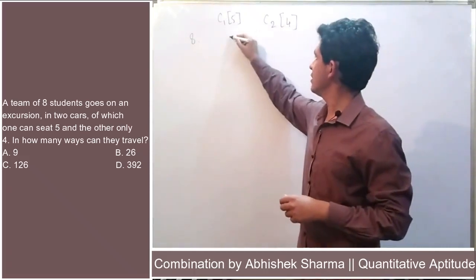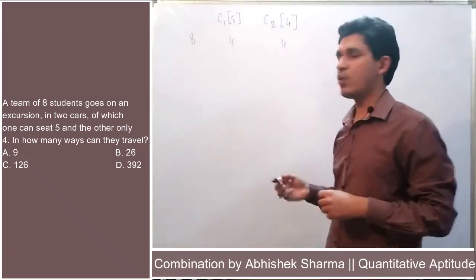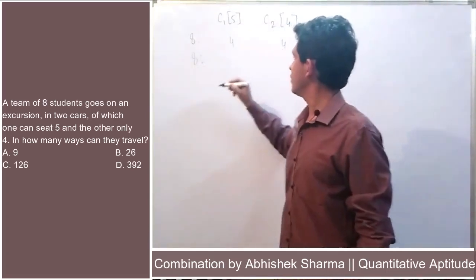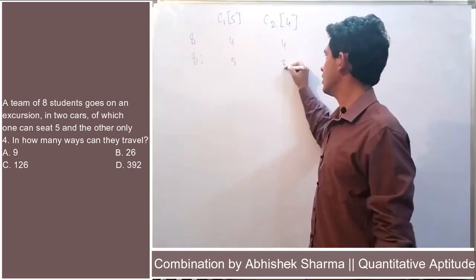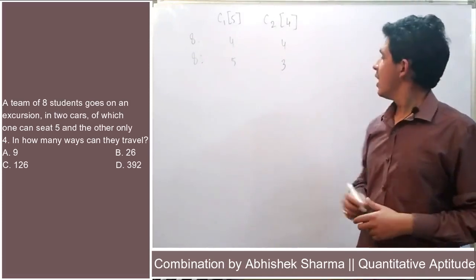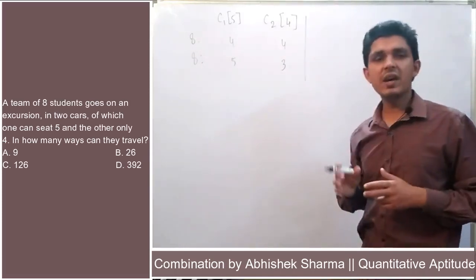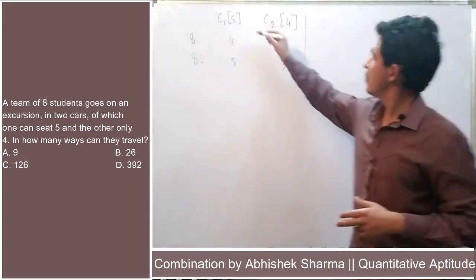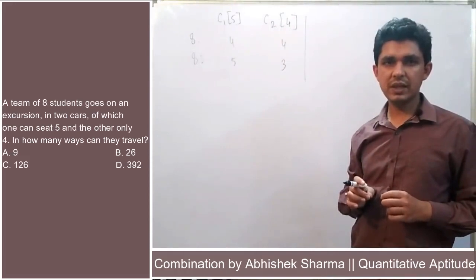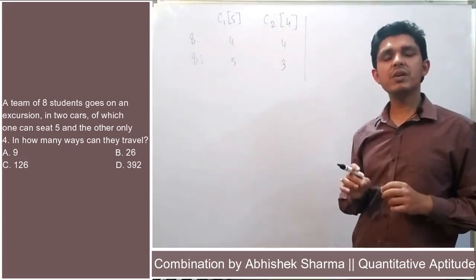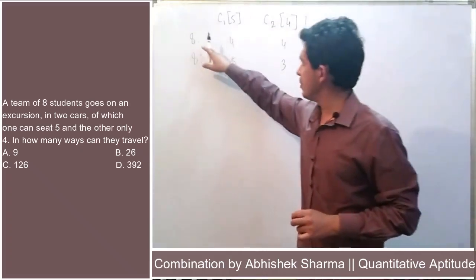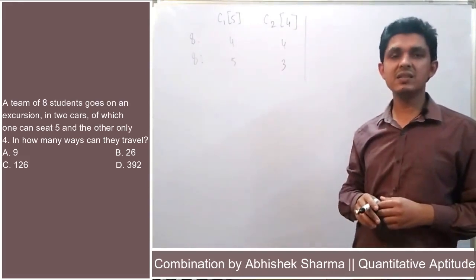So either we can send 4 boys here and 4 boys here, right? Or we can send 5 here and 3 here, right? Okay, and how will the selection part be done? It is very important to understand that this 5 and 4 are the capacity of the cars. This is not the number of people out of which we have to select. This is the capacity of the cars. The number of persons from which we have to select is 8.